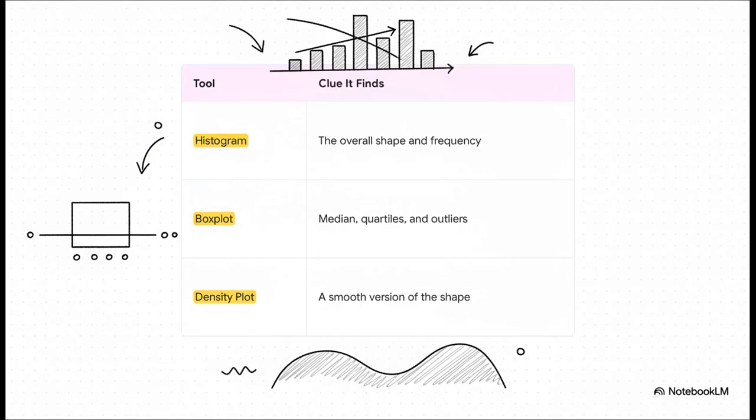Now, the histogram is fantastic, but it's not our only tool. A good detective has a whole kit, right? A box plot gives us a quick X-ray of the data, pinpointing the center and flagging any outliers instantly. And a density plot? That's like a sketch artist, giving us a nice, smooth outline of the data's shape. Each tool gives us a slightly different angle on the same story.